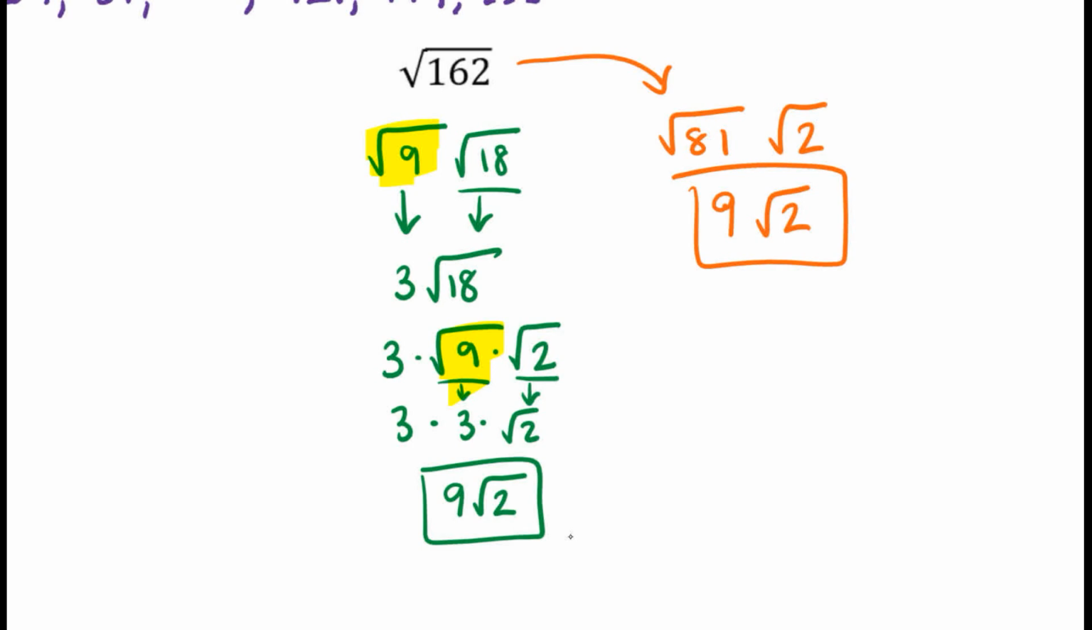So it's up to you to decide if you want to invest more time up front trying to get the biggest perfect square factor and then just having kind of a shorter problem, or if you're okay with getting any perfect square factor and then just keep simplifying until it won't simplify anymore.